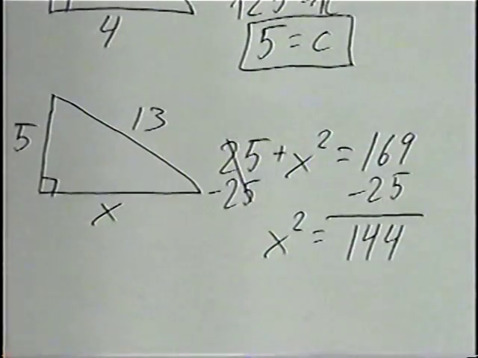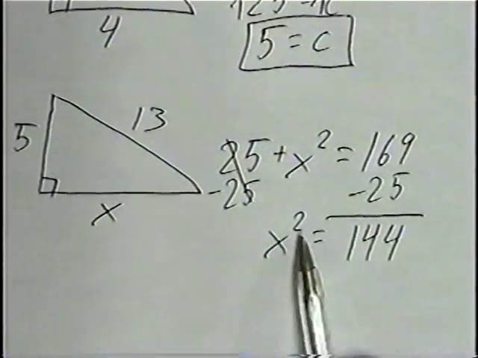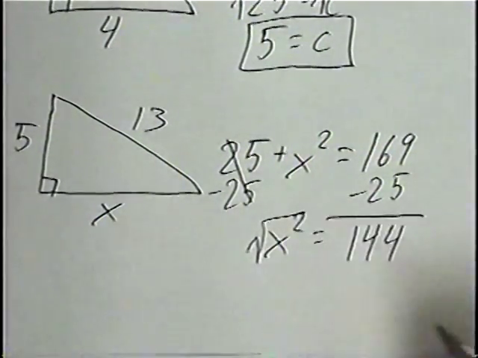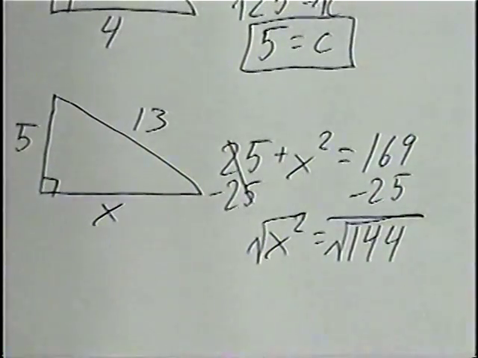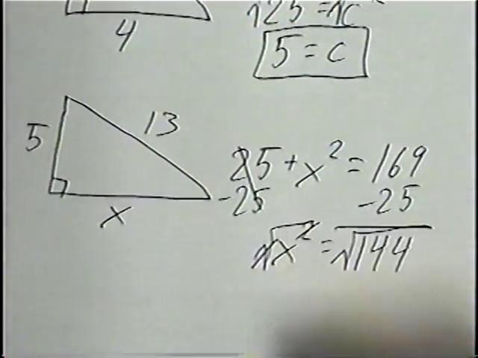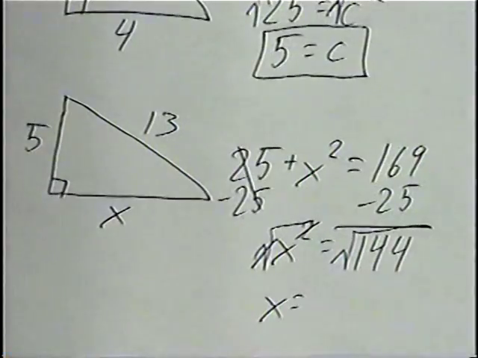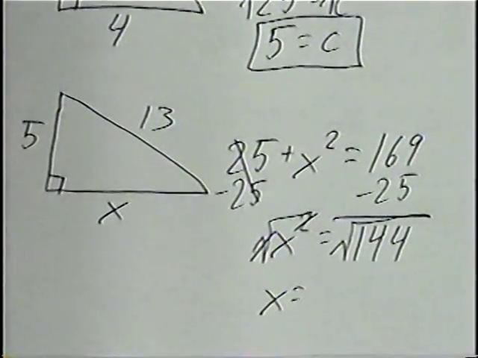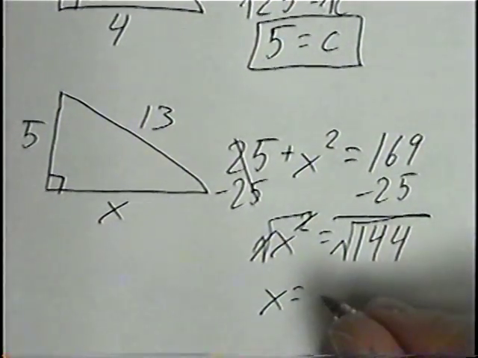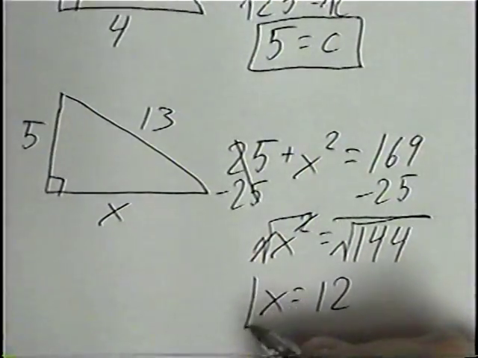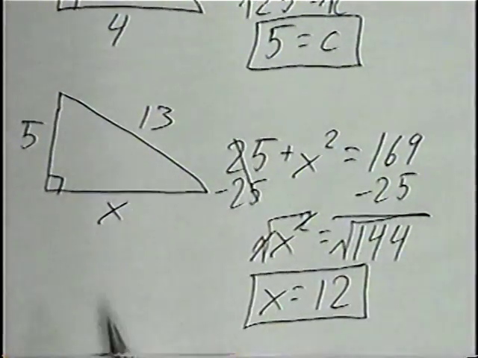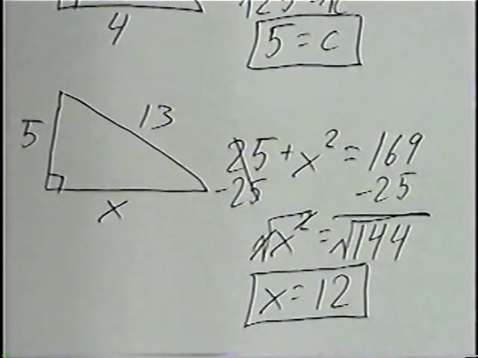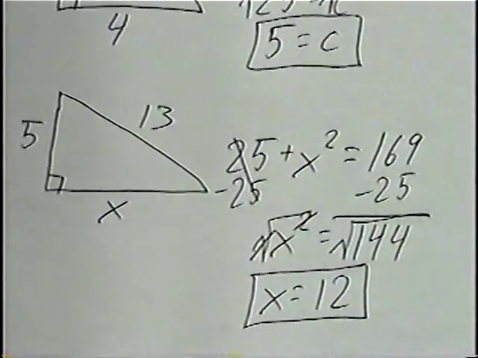X squared equals 144. And again, to get rid of a square, we can do the square root. The square root and the exponent cancel. X equals the square root of 144, which would be 12. So the length x, one of the sides in the triangle, x equals 12.